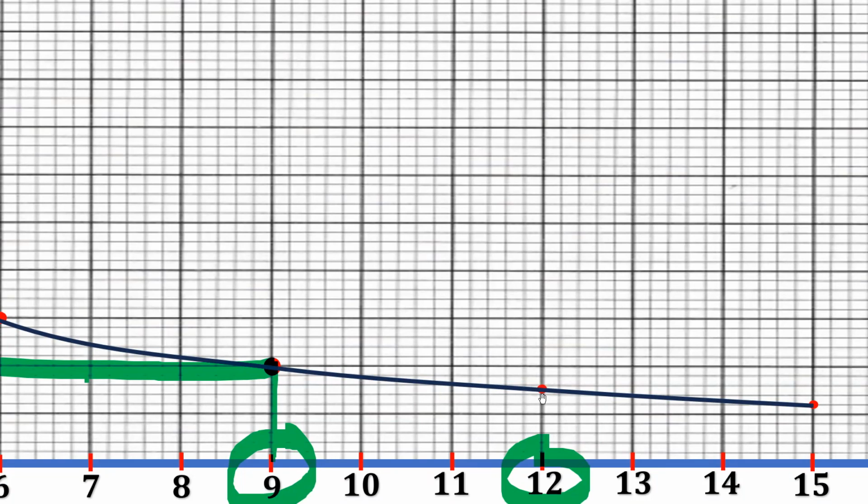So 15 is going to be between, sorry, this is 10, this is 12, this is 14, and this is 16. So 15 is going to be between 14 and 16. It's going to be in the middle there. So you have 12 and 15.